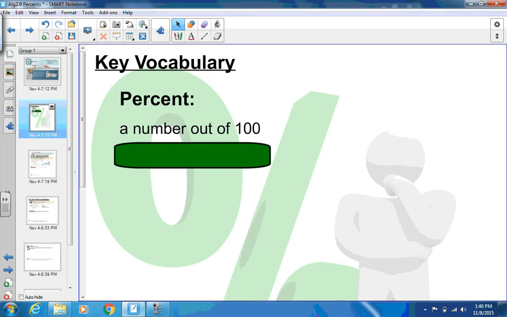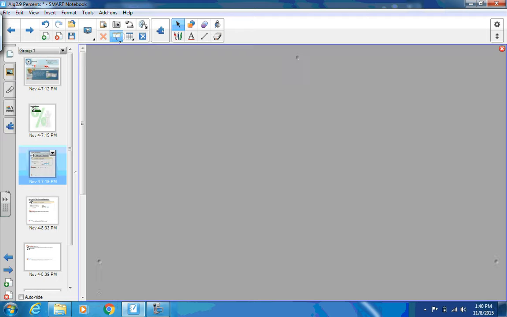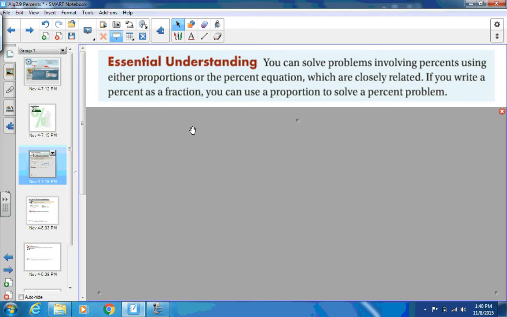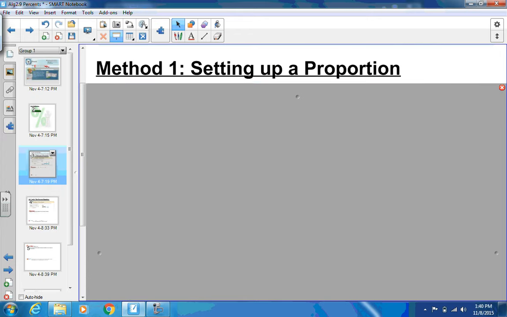Okay. So there's a couple different ways you can find percents. And that's what it says up here. Our essential understanding says you can solve problems involving percents using either proportions or the percent equation. And those are basically the two main ways to do it. They're closely related. If you write a percent as a fraction, you can use a proportion to solve a percent problem. That's how they're related. So we're going to do method one, which is using a proportion, setting a proportion.